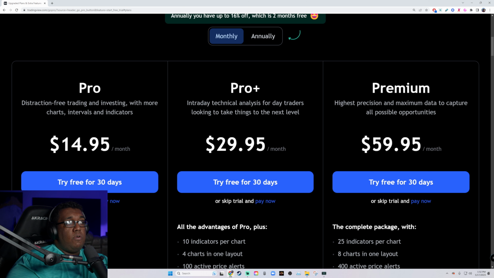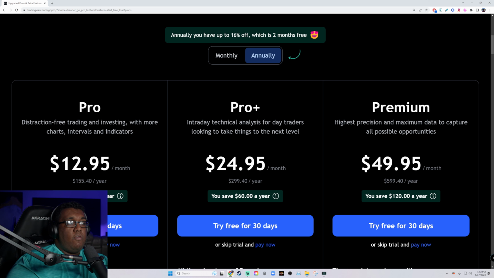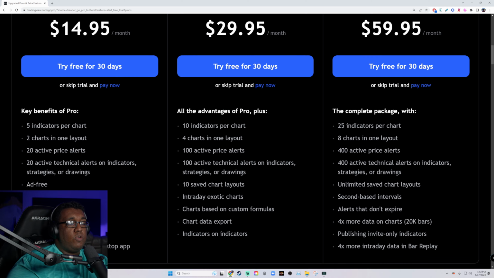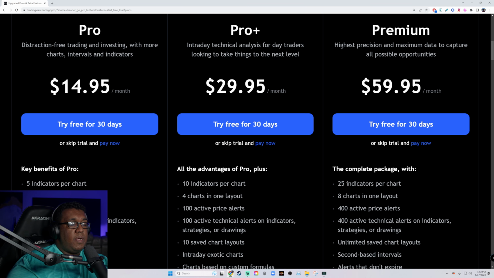Now, Pro, distraction-free trading and investing with more charts, intervals, and indicators. This is going to cost you about $15 a month. That's it. Very, very cheap. Or if you pay by the year, it's going to be about $155 a year, and you're going to save about $24 a year. We'll talk about how to buy this stuff in a little bit as well, because there's a way you guys can save a bunch of money.